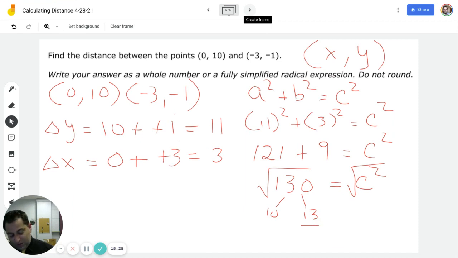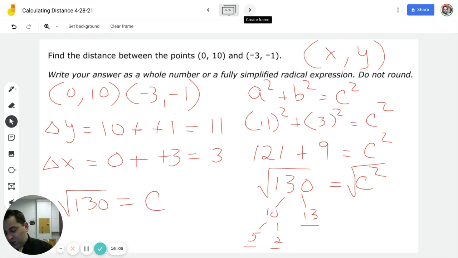10 is not a prime number, but I can break 10 up into 5 times 2. 5 is a prime number. 2 is a prime number. But we have a problem, right? We've reached the end of our stem here. We have nowhere to go. I can't multiply 5 by anything, 2 by anything, or 13. I can't break those up. No one has a partner. There are no doubles here. So I can't pull anything out of the radical. Therefore, the answer is the square root of 130. And of course, the square root of c squared is c.